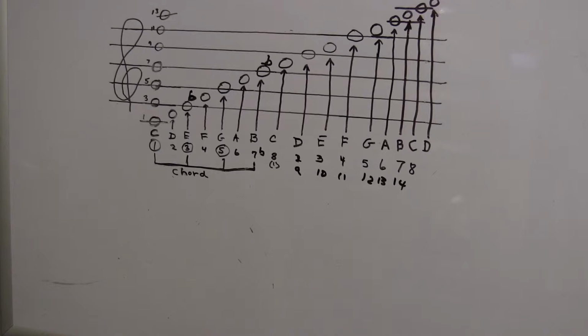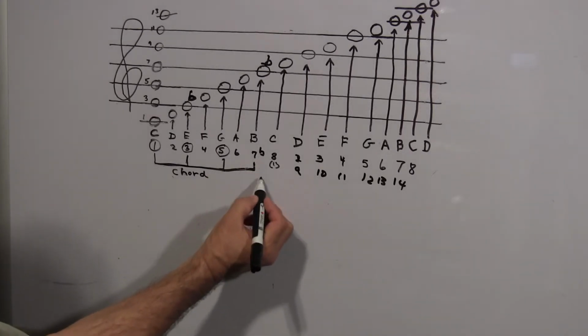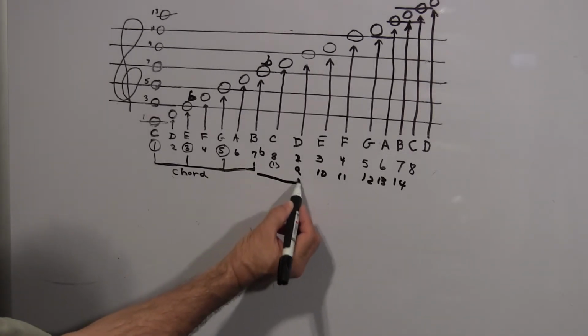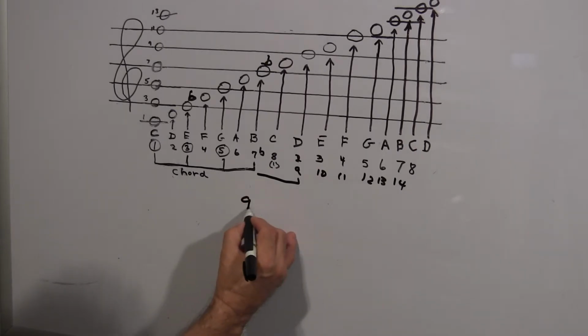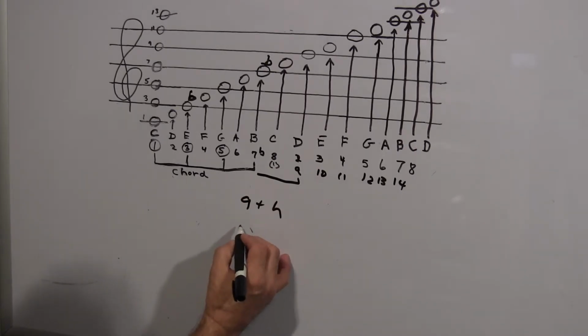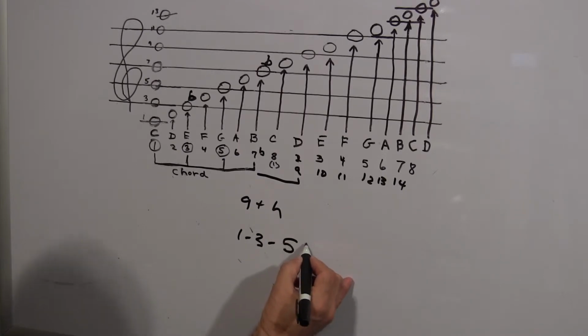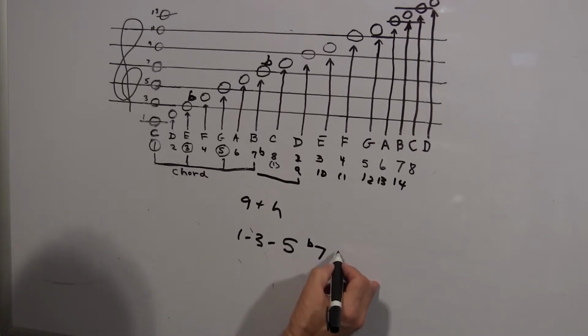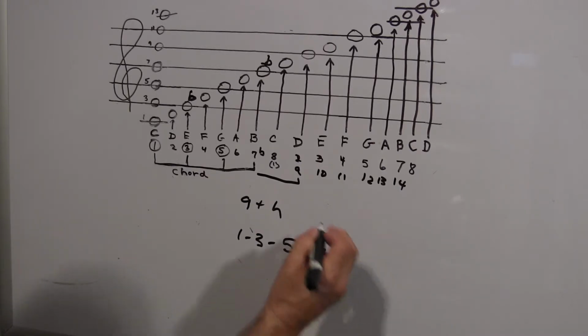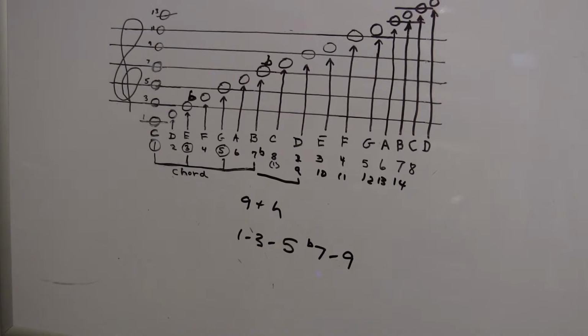Okay, so how do you add a 9th? Guess what? You skip a note. That's all you do. Boom. There's your 9. So to make a 9th chord, all you do is add a 1, a 3, a 5, and a flat 7, and a 9, which is a D. Okay, so that's how you would make a 9th chord.